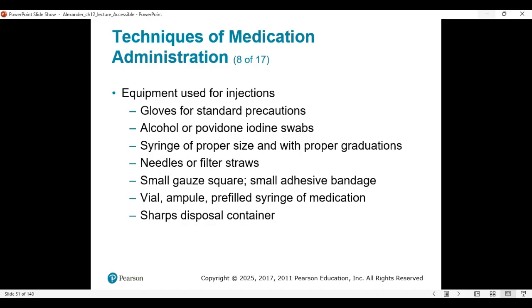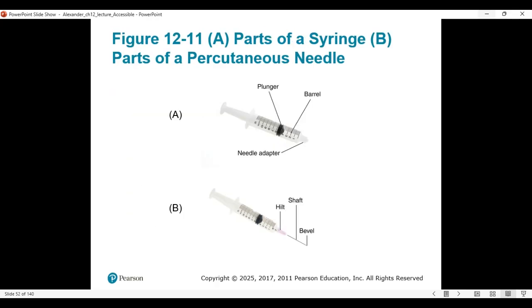Equipment used for injection: we're going to use gloves, an alcohol prep, a syringe in the proper size with proper graduations or markings for measuring, the needle or filter straw, small gauze and a small adhesive bandage, and then the drug in either a vial, an ampule, or pre-filled, and a sharps disposal container.